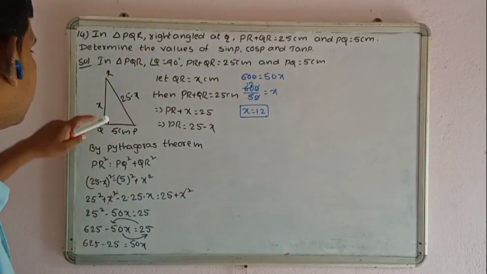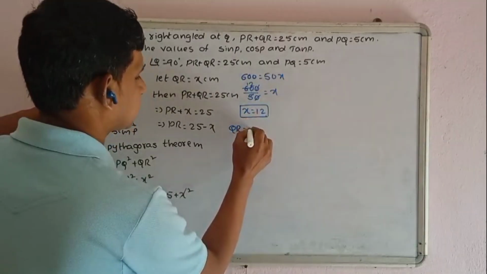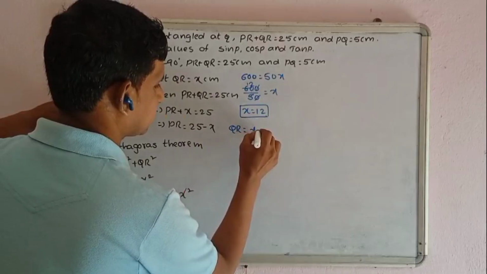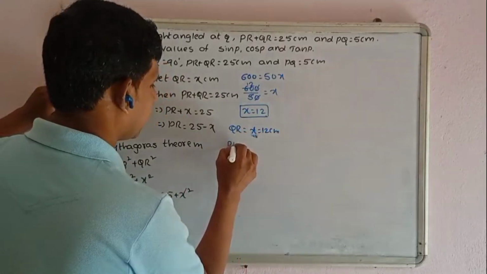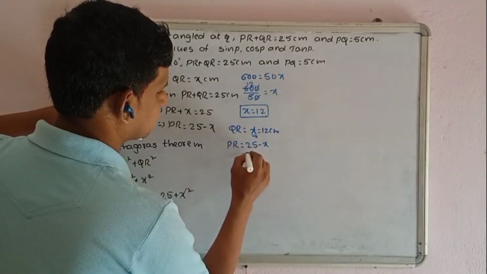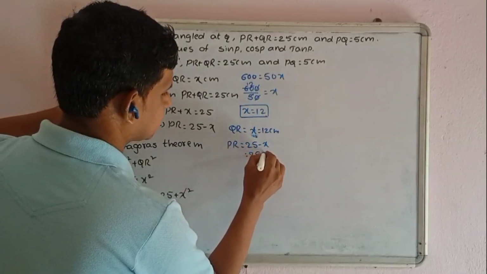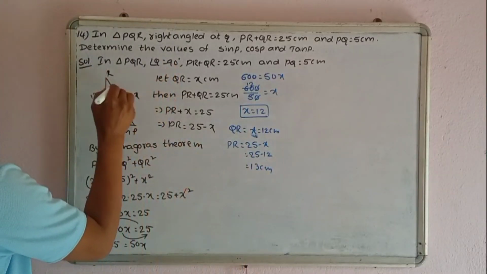Okay. Now, therefore QR equals x equals 12 centimeters. And PR equals 25 minus x. So 25 minus 12 is 13 centimeters. So this is 12, this is 13.